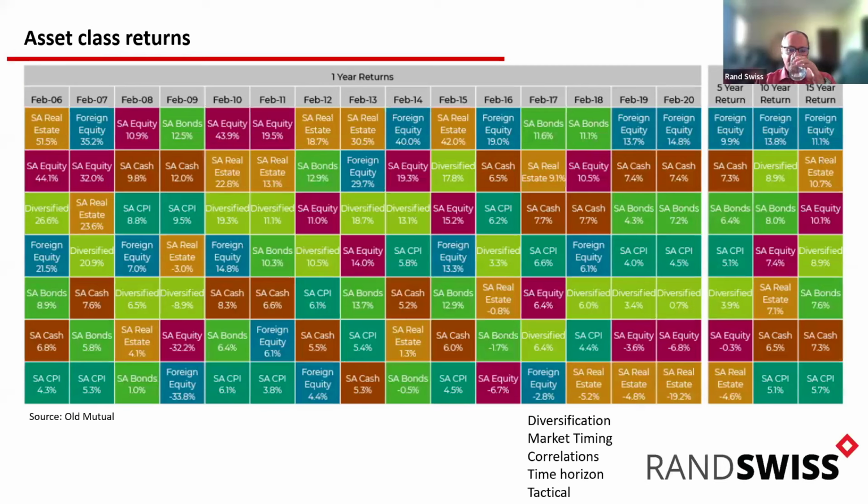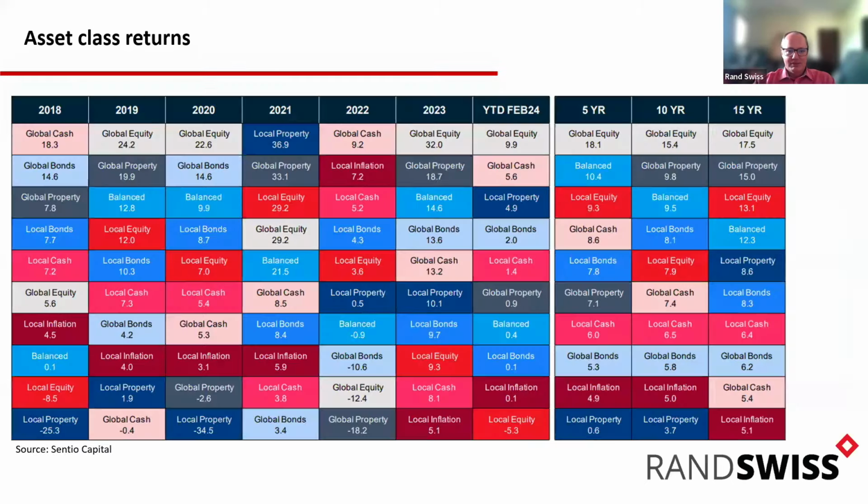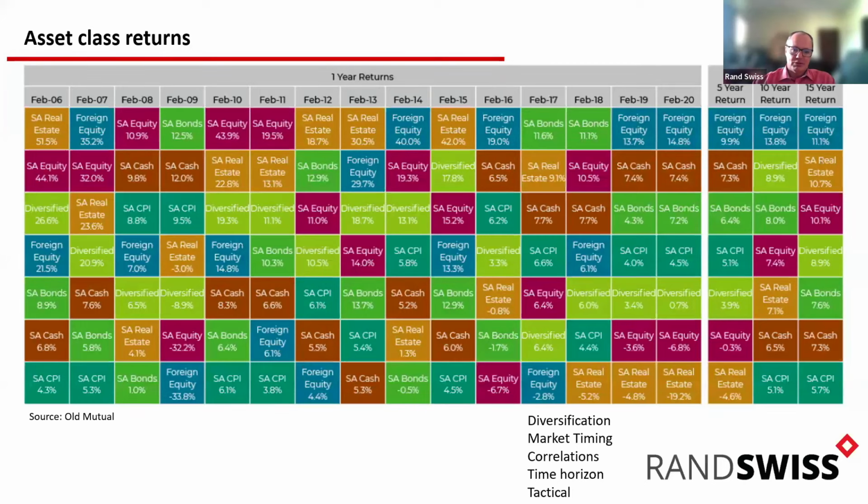Now, this is what we call the smarty box. And I'm sure there are different versions. Let me show you the next page as well. That's another version of it, but this is the Old Mutual version. And they've sent out this smarty box forever. So the reason I take this one, it is a little bit older, it goes up to Feb of 2020. But why I'm putting it up is just to show you what asset classes do.